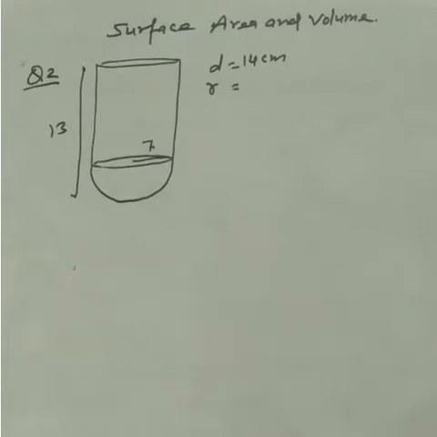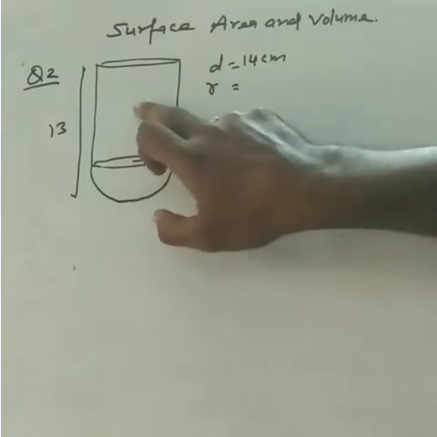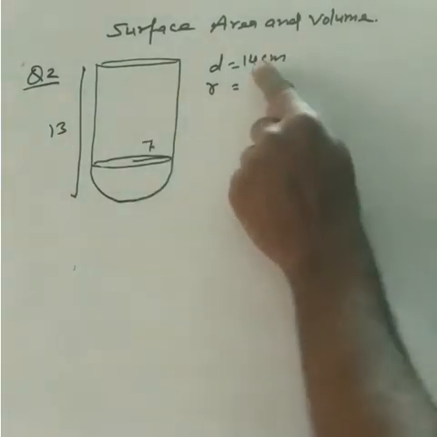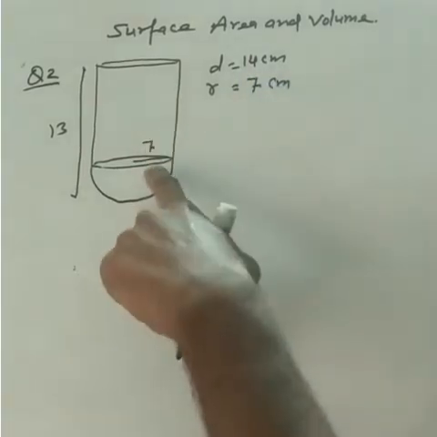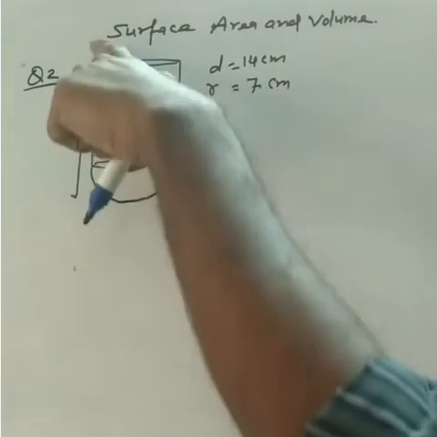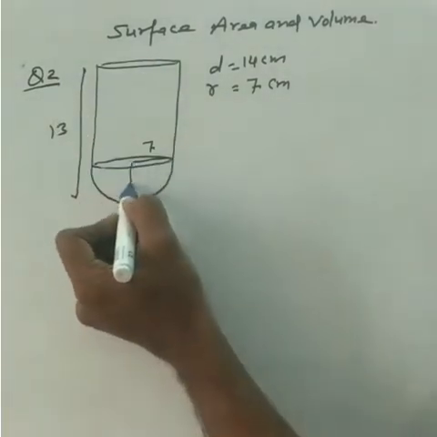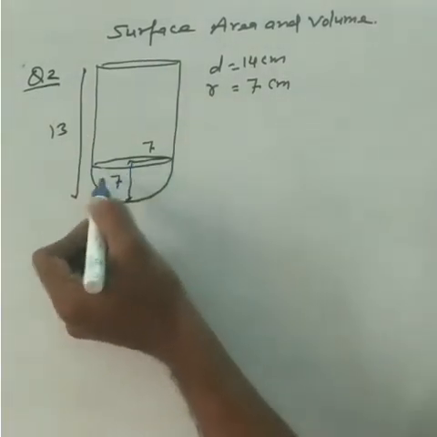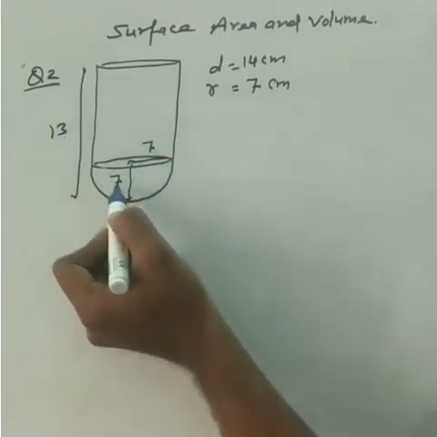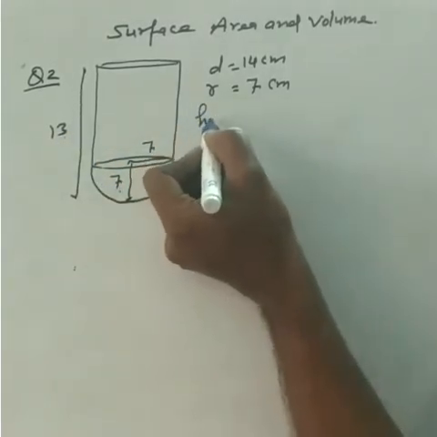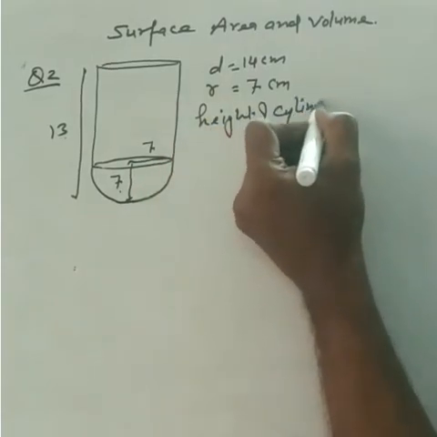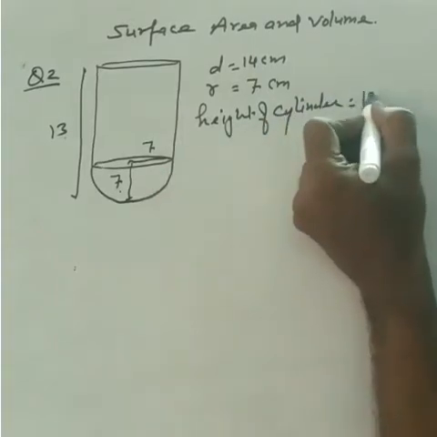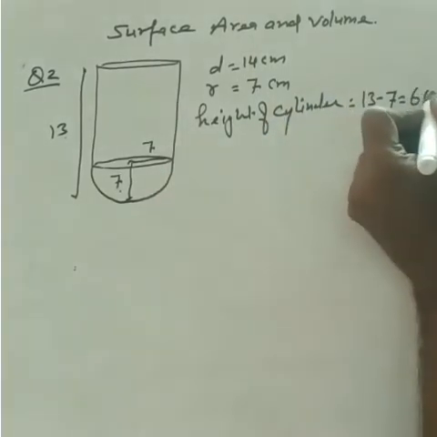Here it is given a vessel is in the form of a hollow hemisphere mounted by a hollow cylinder. Diameter of the vessel is 14, so radius is 7 centimeter. Total height of the vessel is 13. Out of this, 7 is the height of the hemisphere and the remaining 13 minus 7 is the height of the cylinder. Height of cylinder is 13 minus 7 equal to 6 centimeter.